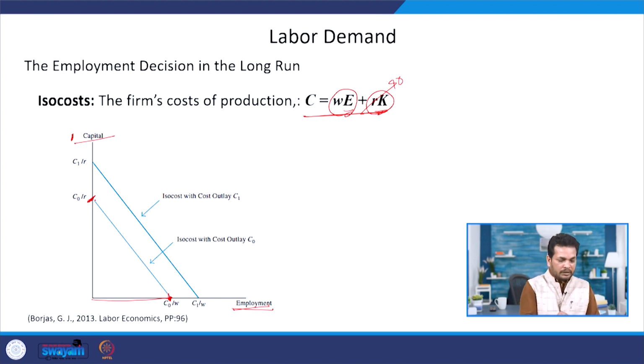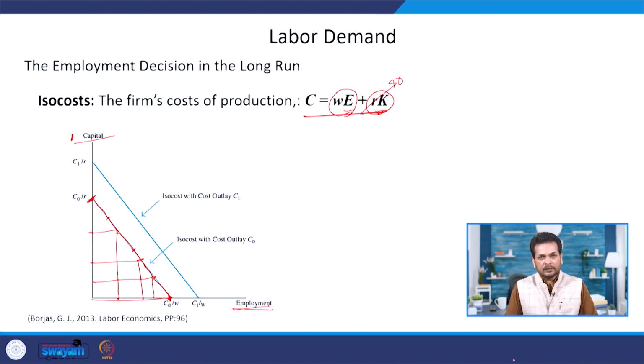If you join these 2 points, then you will find that any amount of labor and capital the farm can hire is on this line. So, this is the farm's iso cost function or the cost function. The technical term is called iso cost. Any point on this is achievable. The farm can have different combinations of capital and labor in order to produce a certain amount of output.